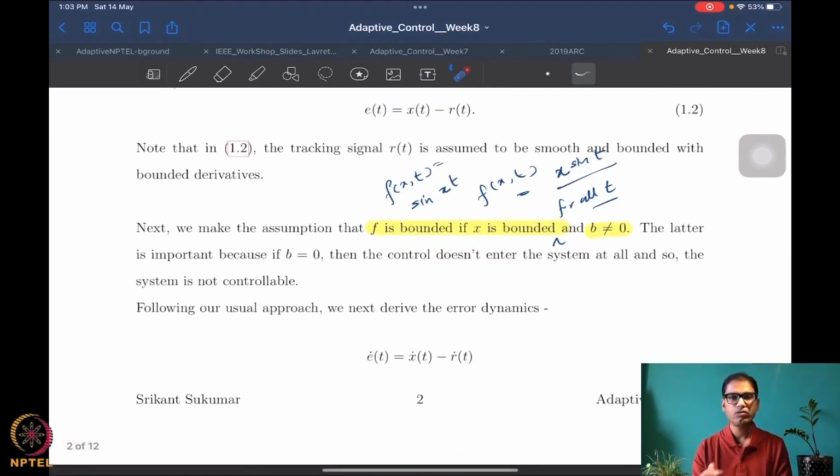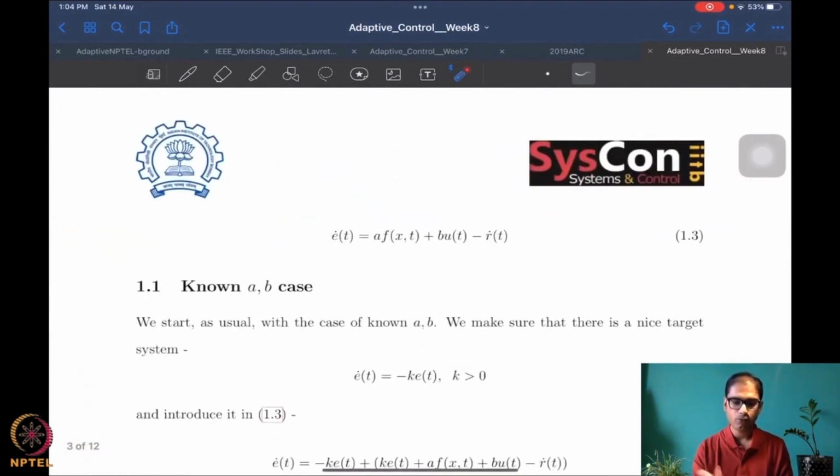So now what do we do? We again do the standard steps, right? Whatever we are used to doing until now. We compute the error dynamics, right? So that's E dot is X dot minus R dot, right? And what is that? It's AFX plus BU minus R dot. Okay. So this is just obtained by plugging in the dynamics of X.